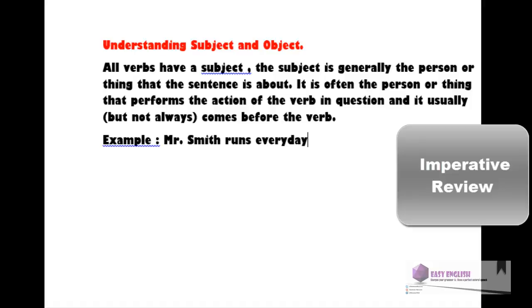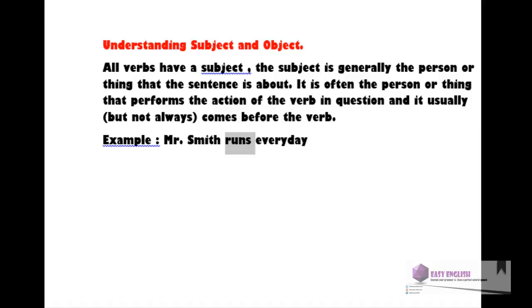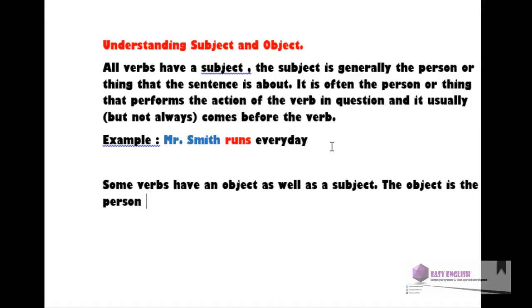After we talk about the subject, now let's move on to the object. Some verbs have an object as well as the subject. The object is the person or thing affected by the verb. Or in different words, I can say the object is the target of the sentence.